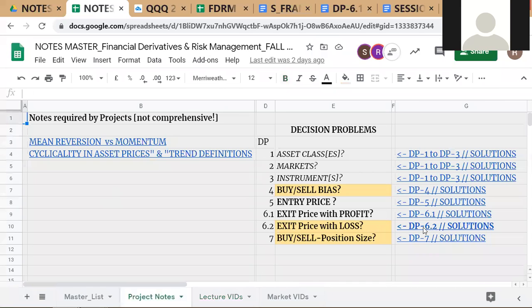So we are continuing with our discussion of all the decision problems you have to deal with. We were dealing with 6.1, which is when do I exit with a profit? That's your decision problem.